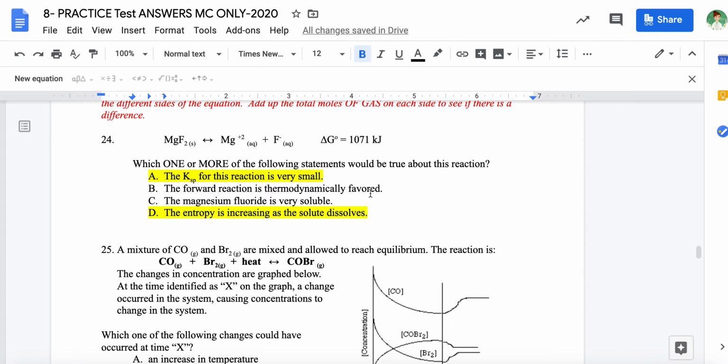Forward is not thermodynamically favored because that would have to be a negative delta G. Remember, when you're given the delta G for a reaction or the K for the reaction or anything about the reaction, entropy, enthalpy, it's always for the forward direction. Magnesium fluoride very soluble? No, because we already said that the reactants are going to be favored and the reactants are in the solid state. The soluble form is the product state. Entropy is increasing? Yes, this goes back to the thermodynamics unit. Solid goes to aqueous.